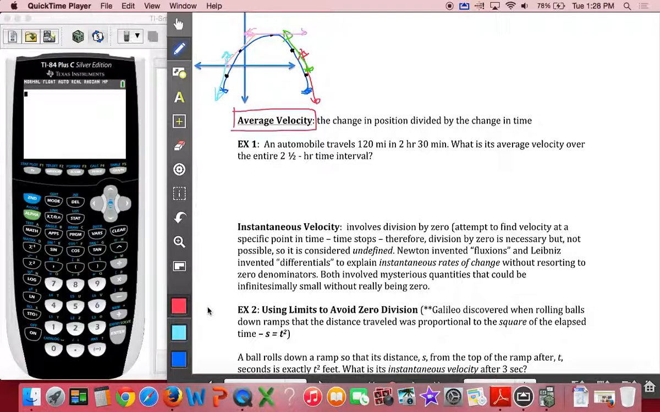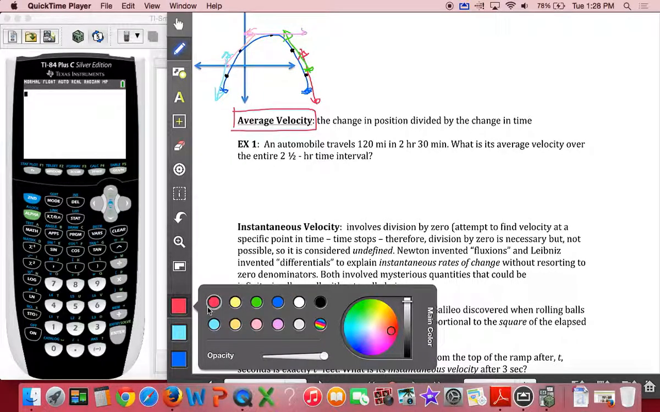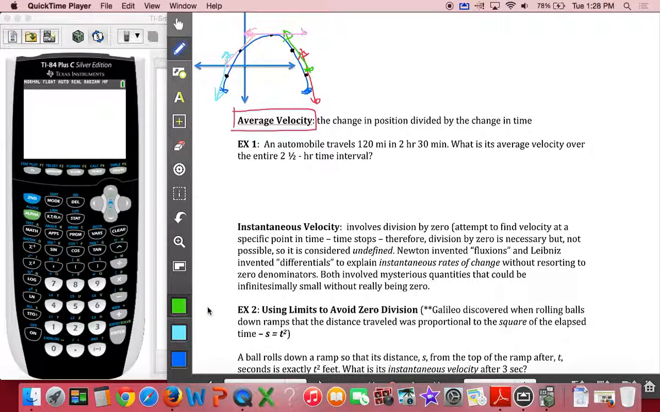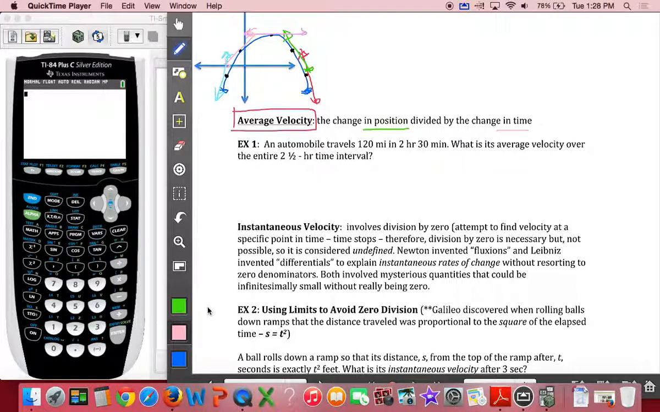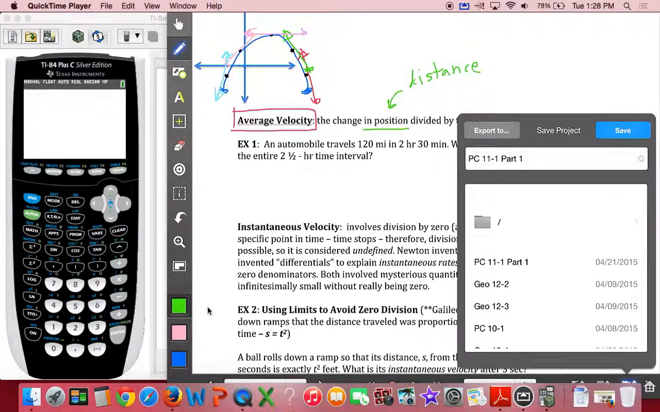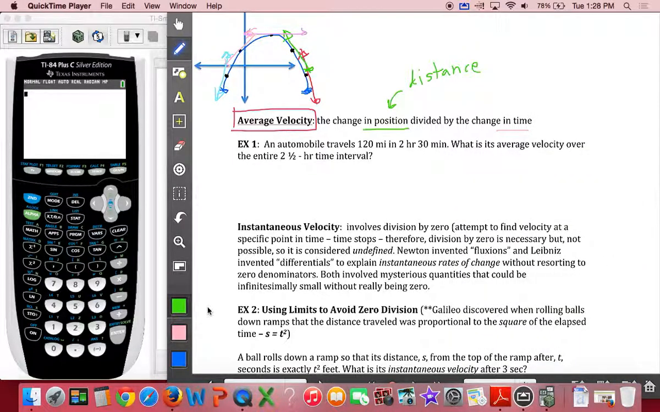And so average velocity is quite specifically the change in position divided by the change in time. So your change in position means distance, just a fancy way of saying distance.